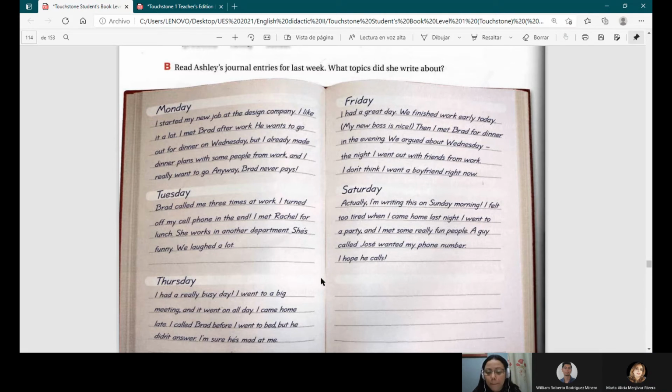You mention it in the simple past. For example, Marta says did, and William is going to say do. The base form is do. Got it? Okay, perfect. I'm ready. Okay. Very well.